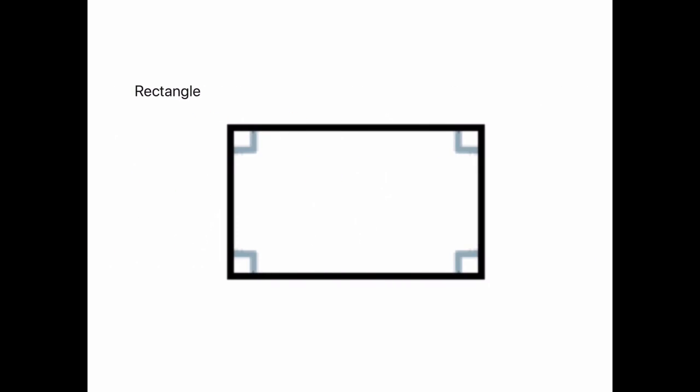A rectangle is a parallelogram with four right angles. So just like all parallelograms, the top and the bottom are parallel, the left and the right are parallel. And in this case, a rectangle has four right angles.